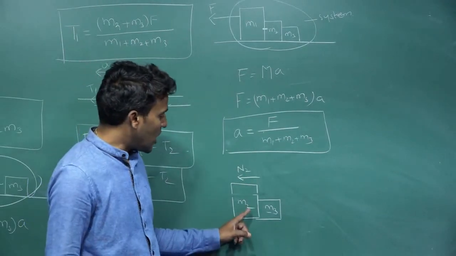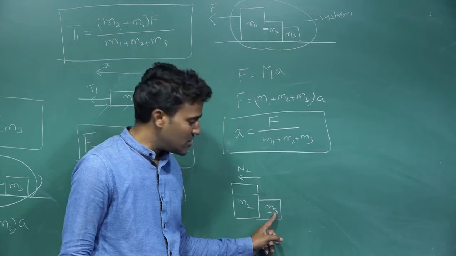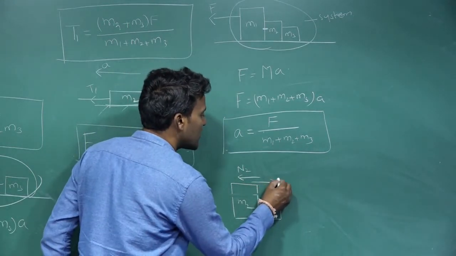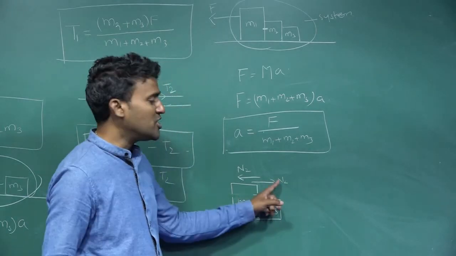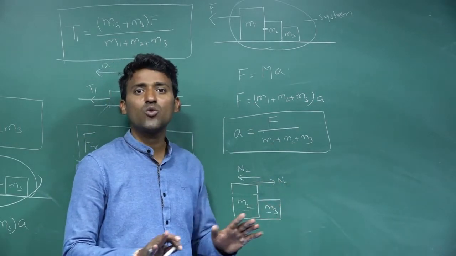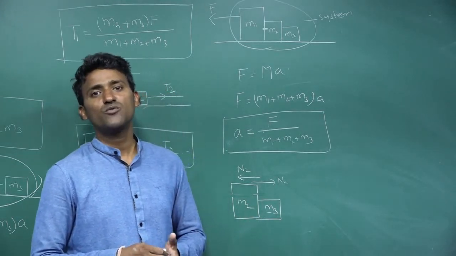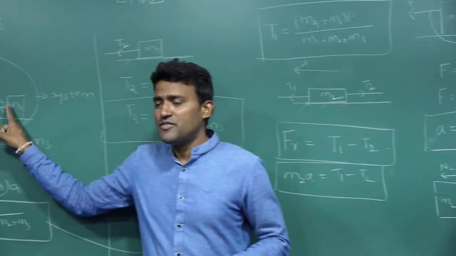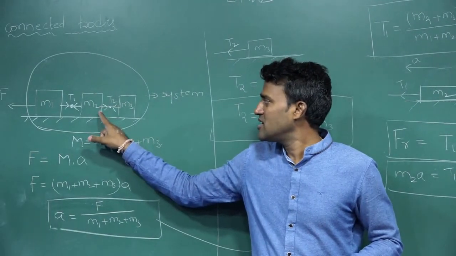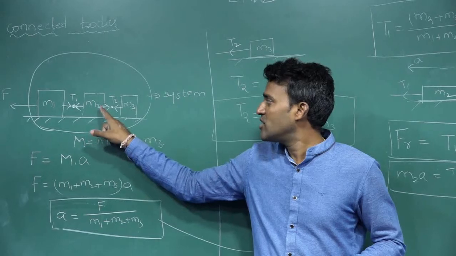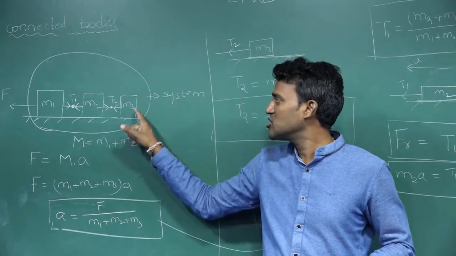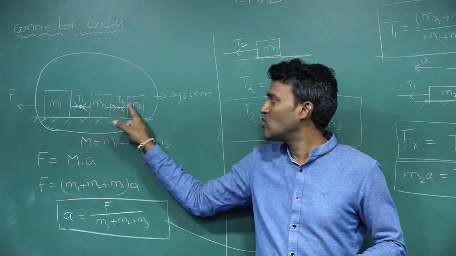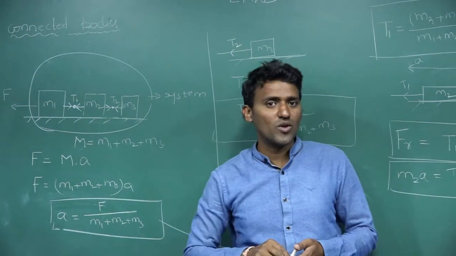Now the normal force acting on M3 due to M2 is along this direction. That is N2 as well. These two normal forces are equal and opposite. Taking M2 and M3, the tensional force for M2 acts along this direction and for M3 it acts along this direction. Here the tensional forces are equal and opposite.